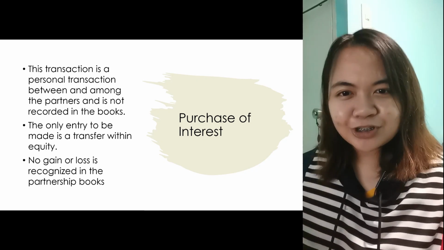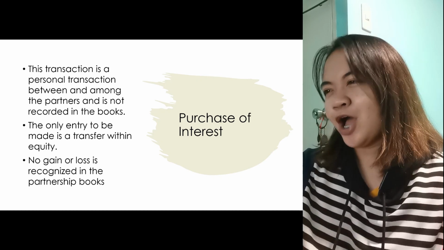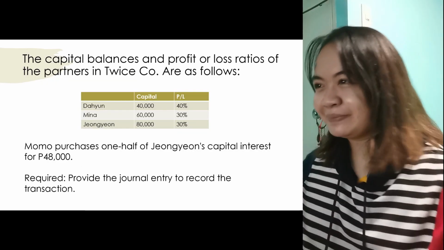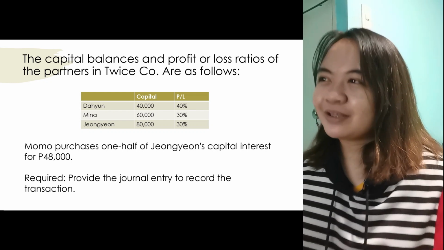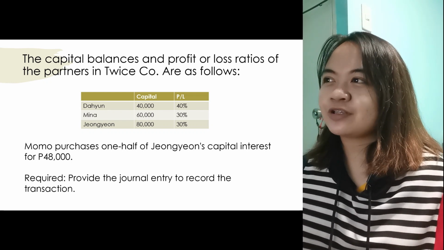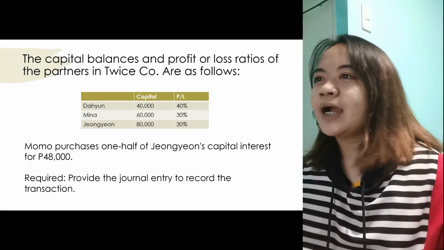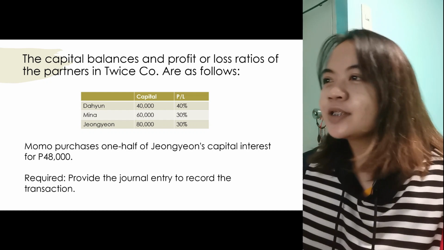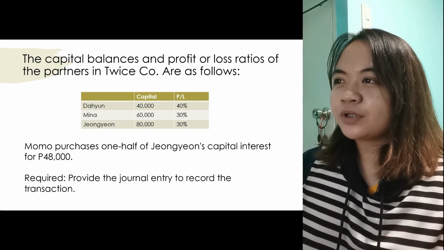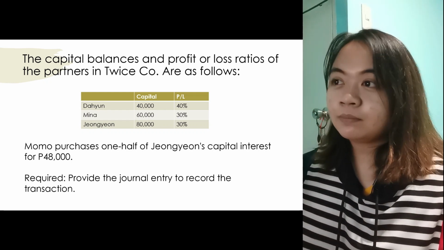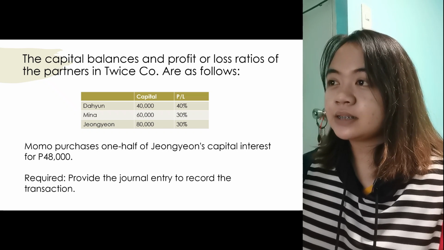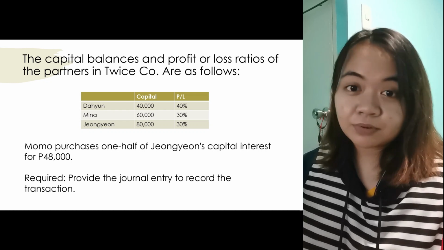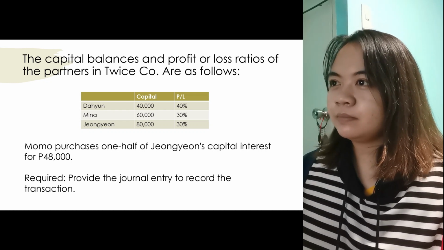Lagi kasi yung example ko dyan is yung Starbucks. Okay? The capital balances, example, diba? Example tayo. The capital balances and profit or loss ratios of partners in Twiceco are as follows. So, we have Dion, capital, 40,000. P&L niya is 40%. Mina, 60,000, 30%, and partner Jonghyun, we have 80,000, that's 30%. So, yun yung mga capital balances niya.